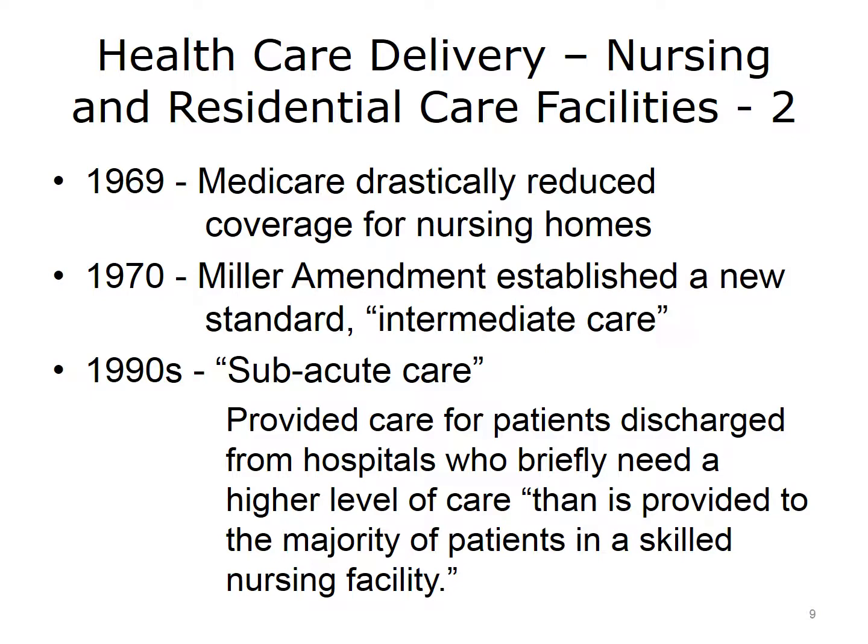Intermediate care facilities didn't require the same amount of skilled nursing or resources, thus requiring reduced levels of reimbursement. In the 1990s, another standard, subacute care, was defined to provide care for patients discharged from hospitals who briefly needed a higher level of care than was provided to a majority of patients in a skilled nursing facility. These distinct levels of care have been delineated primarily from the cost-effectiveness perspective.